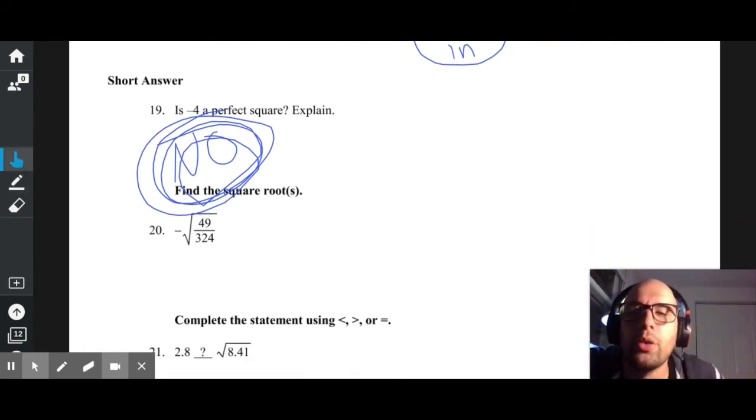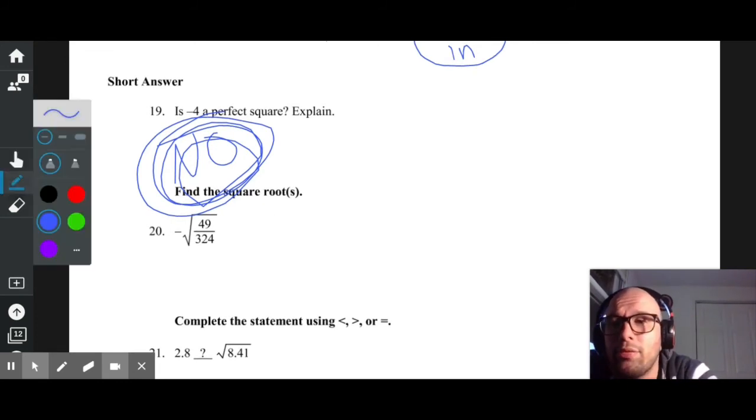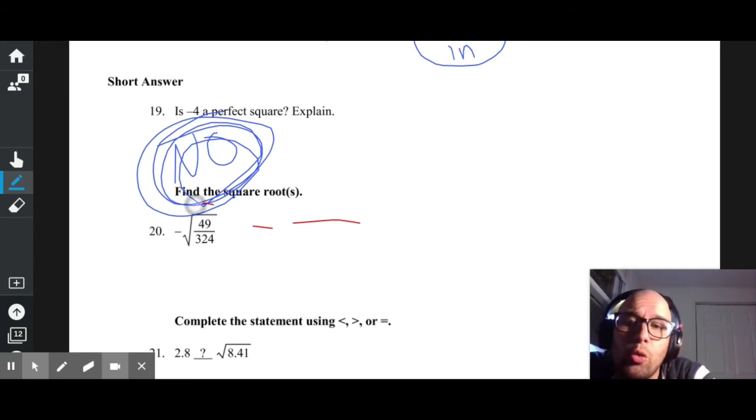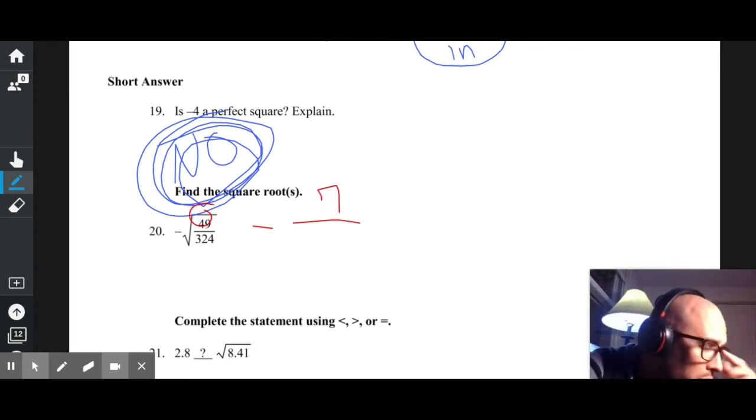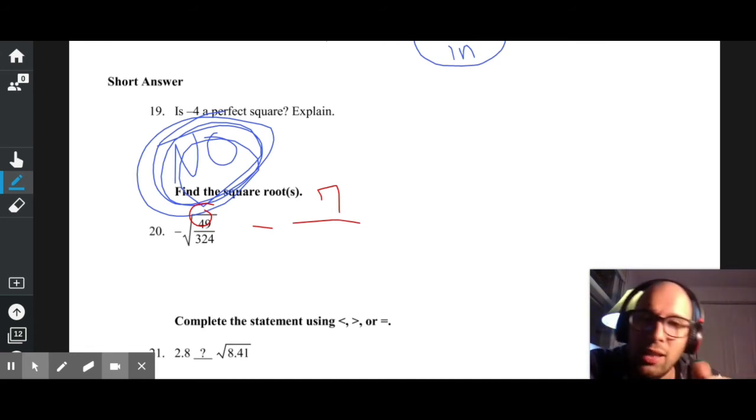Find the square root of it. Find the negative square root of 49 over 324. I don't know what the square root of that fraction is, but I do know that if I take the square root of 49, I get 7. I don't know what the square root of 324 is. So 324 square root is 18. Who would have thought?